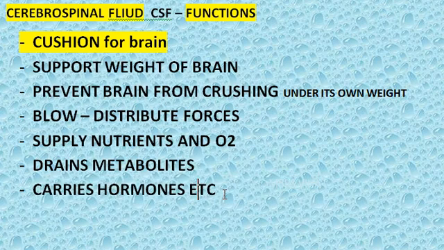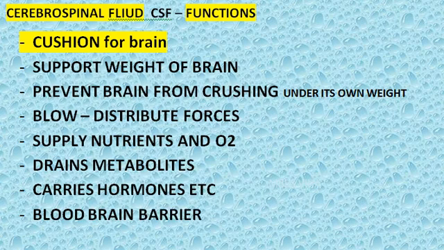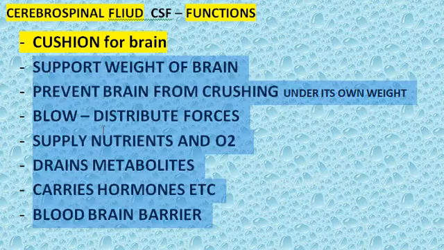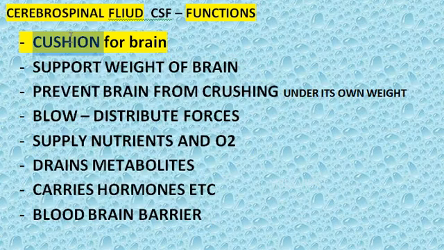Fine, you can just mention the word blood-brain barrier here. That is not actually CSF as such, but the main word you should look for is cushion. But as the brain does not have a direct blood supply, there should be a lot of other mechanisms which supply nutrients and oxygen to the brain and drain the metabolites.